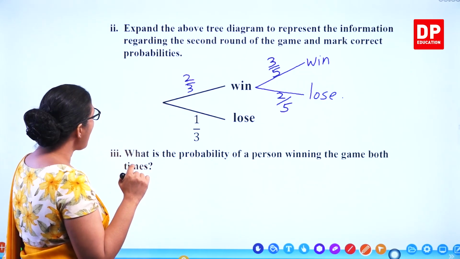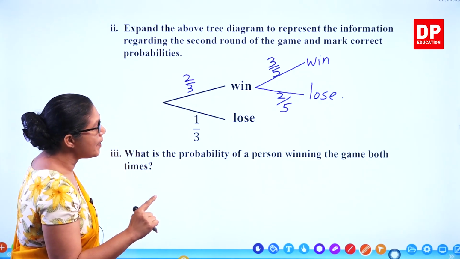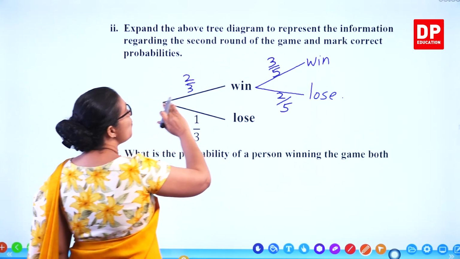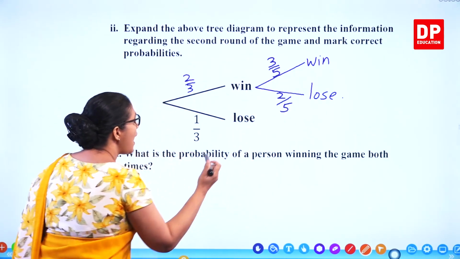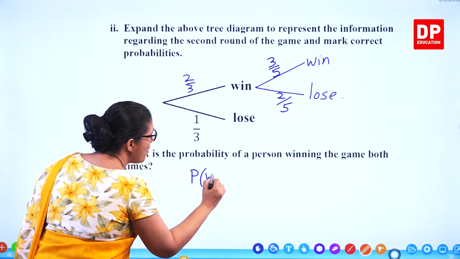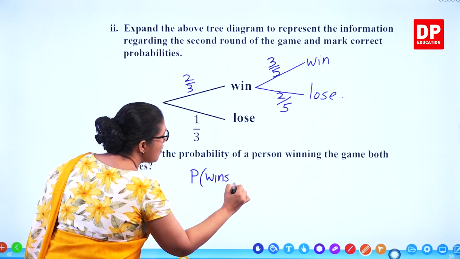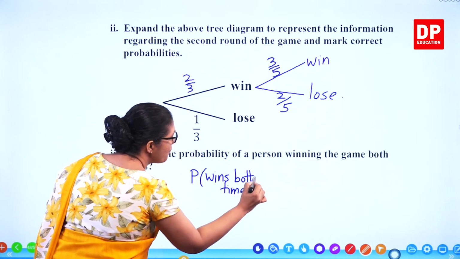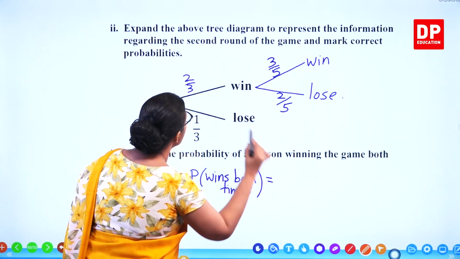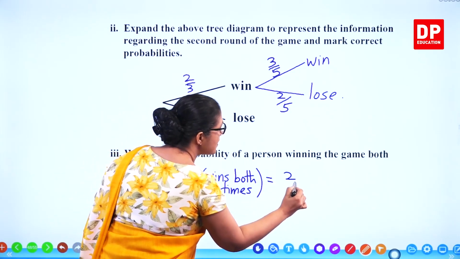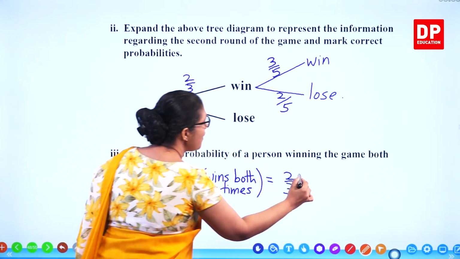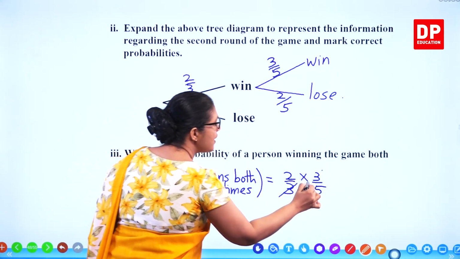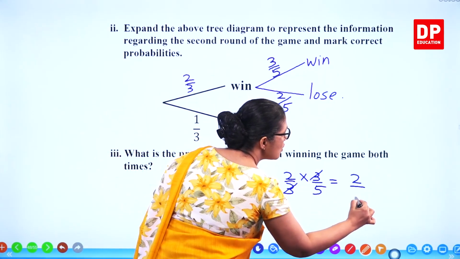And what's the third part? What is the probability of a person winning the game both times? So that means winning and winning. So you can multiply. So probability wins both times is equal to 2/3 for the first time winning and 3/5 for the second time winning. So 3 and 3 get cancelled out. You get 2/5.